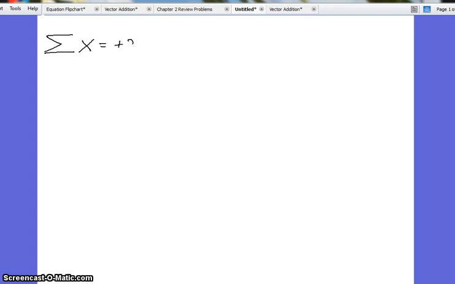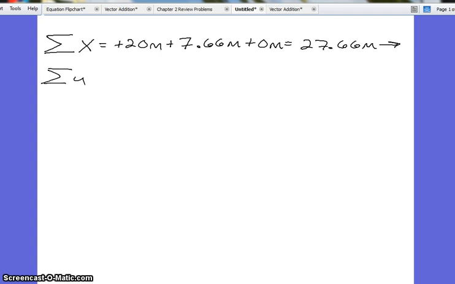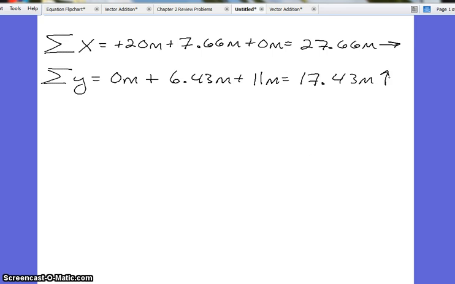So I have positive 20 meters, because that was to the right, positive 7.66 meters, because that was to the right, and my 0 meters, I'll write it down. And I get a total of 27.66 meters, positive meaning to the right. I'll do the same thing to get my total vertical displacement. The first one was 0. The second one was 6.43 meters up, so that is positive. The next one was 11 meters up, so that is also positive. And that gives me 17.43 meters up. So I have these two displacements, 27.66 meters to the right and 17.43 meters up.